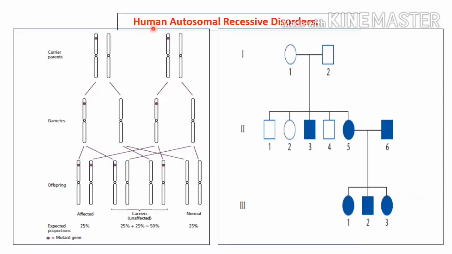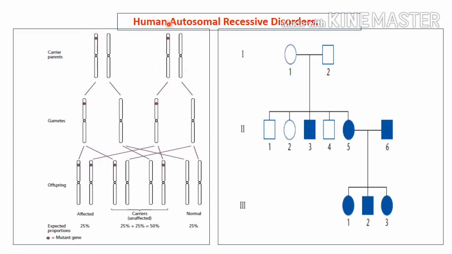Now the case for human autosomal recessive disorder. One should be careful about the recessive condition: a recessive gene expresses itself only when it becomes homozygous, that is, both chromosomes carry the defective or mutated gene. Then only the mutated phenotype is expressed. Here we can see the parents, and each parent has only one chromosome with a defective gene. So this parent is normal in itself, but can transmit this mutated gene to their offspring.